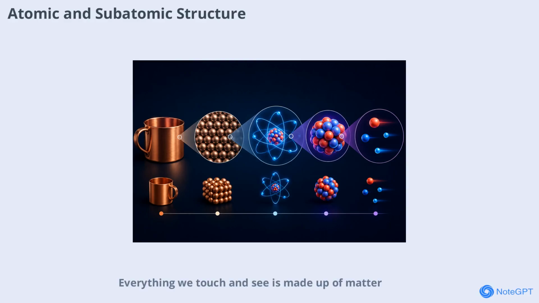Everything we touch and see is made up of matter, but matter itself is not just a featureless substance. If we look closer, we find that ordinary objects are made of atoms, and these atoms are built from even smaller organized components. This layered structure is fundamental to physical reality.